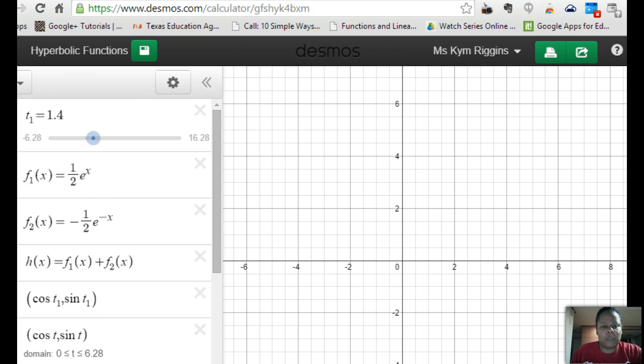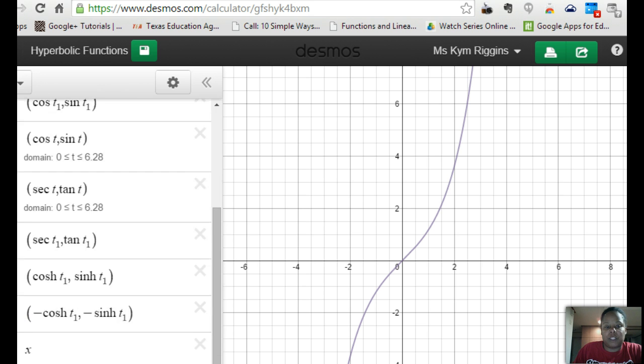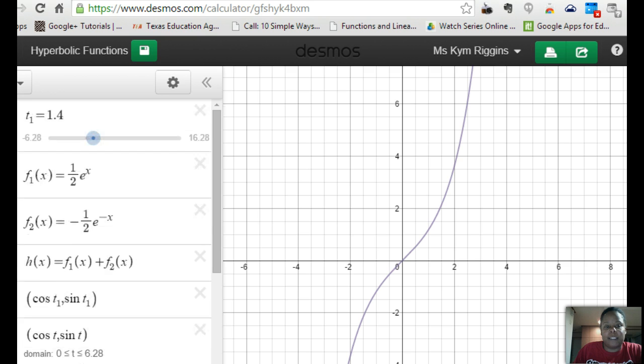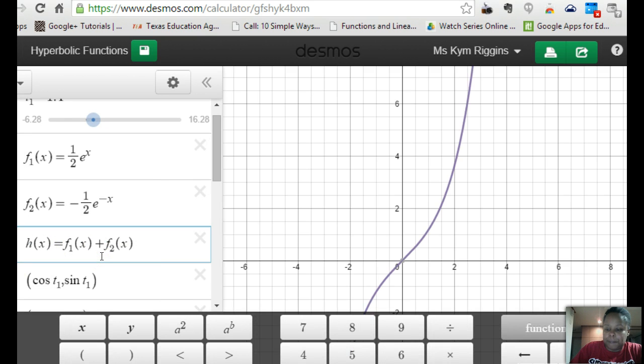The first function is 1/2 e to the x, and the other function is negative 1/2 e to the negative x. And let's look at what happens when we add them together. We come up with our own special function, which can be found by adding the two functions at each point. And so we end up with something that looks like that. And then we also have another function which is found by subtracting the two functions. We'll make that minus. And it looks like this.